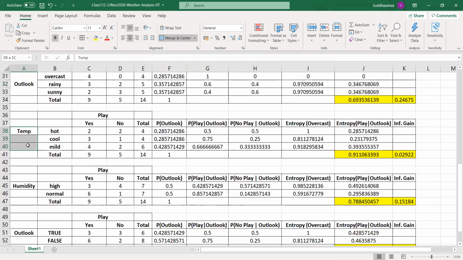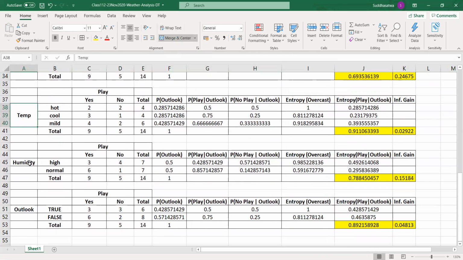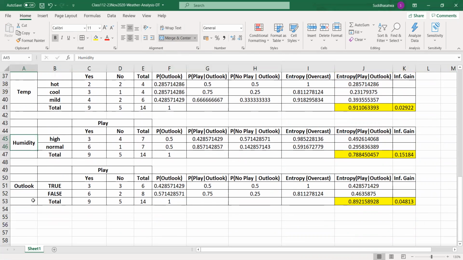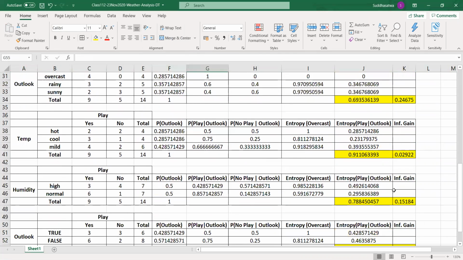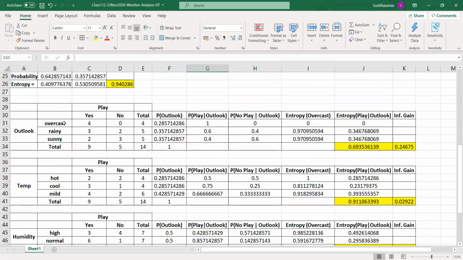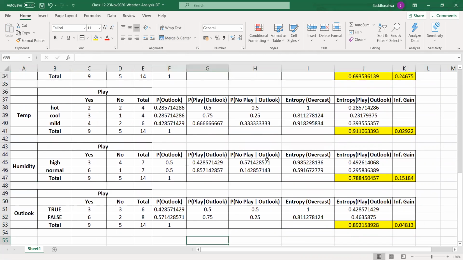And that's the reason why we use Outlook as what? We use Outlook as our root node. And then accordingly, we will be doing the same calculations. The same calculation that we did over here is going to be repeated, on a probability basis, and then it is going to get divided.